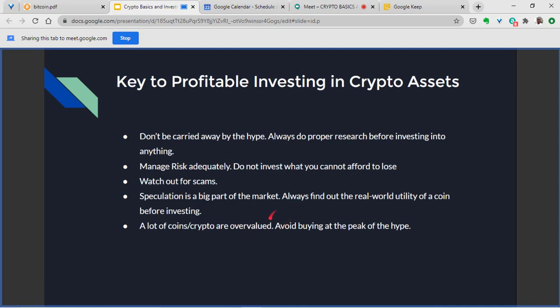So if you want to invest, try to find undervalued assets. That's a lot of the research I'm doing in my group. That's why we created Arrow Capital, to really educate people on how to invest if you want to go the investment route, and how to trade if you want to go the trading route. The most important thing is to avoid buying at the peak of the hype.